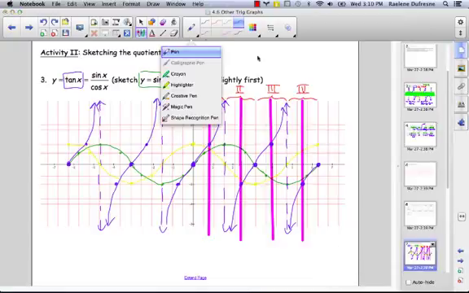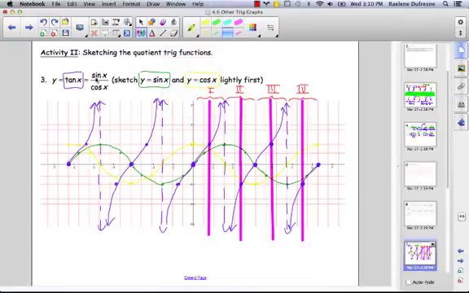Okay, so maybe I'll highlight that so we can see it a little bit better. The tangent graph is highlighted in turquoise. Okay, each one of these branches should have arrows on the ends.